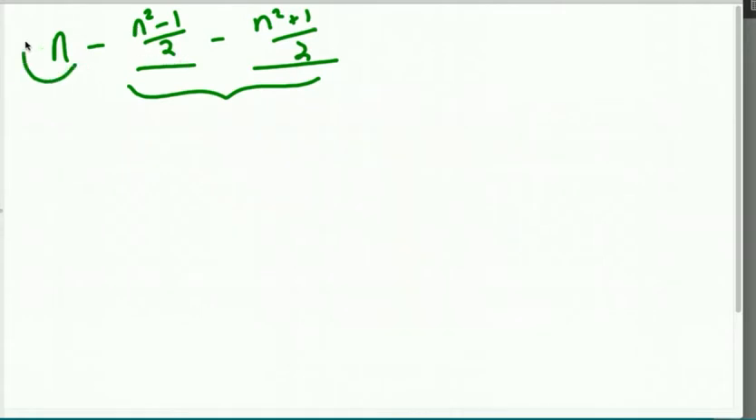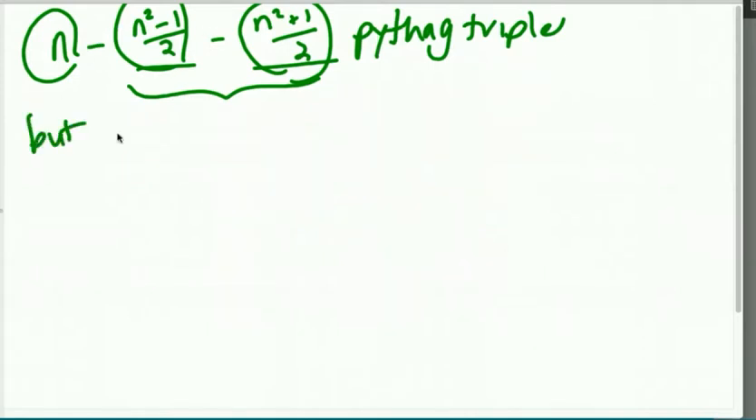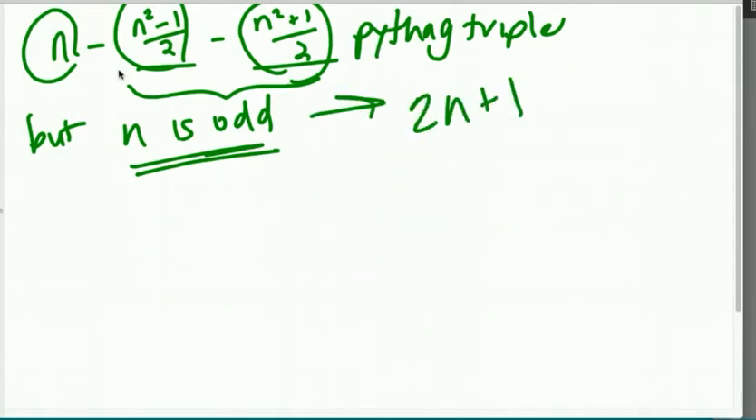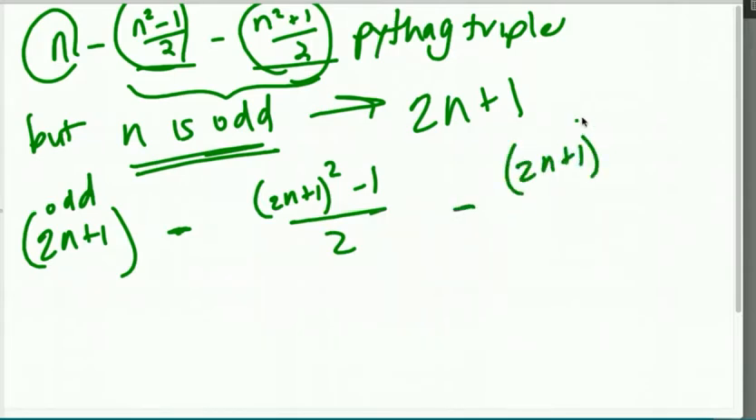So the question is, are these three numbers always a Pythagorean triple, right? That's not how you spell triple. And let me actually clarify. So I shouldn't use n. I take it back. But since we're saying n is odd, there's a way in math to write that n is odd. Instead, you use 2n plus 1. So if that were the case, we'd be arguing, is 2n plus 1, right? That's my original odd number. Is that a Pythagorean triple with 2n plus 1 quantity squared minus 1 over 2, and 2n plus 1 quantity squared plus 1 over 2.